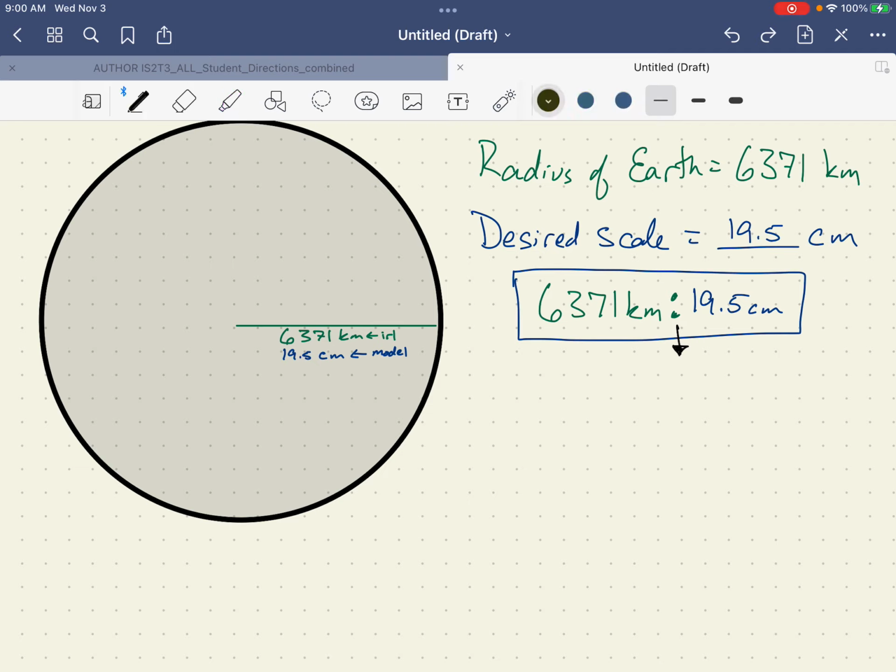Okay? So if I divide each by 19.5 centimeters, I will see that 19.5 divided by 19.5 is 1. And what this is going to do is it's going to end up simplifying our calculations. 6,371 divided by 19.5. And again, notice I'm not paying attention to units here. I'm just looking at my numbers, because I'm trying to reduce my numbers. But 6,371 divided by 19.5 will give me 326.7. My units are still giving me kilometers. That is the same scale simplified.